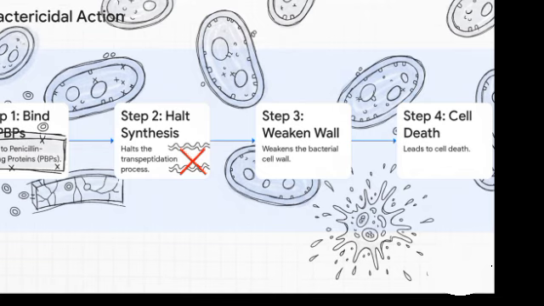Cephalosporins are bactericidal. They don't just slow bacteria down, they actively kill them. What they do is they bind to these penicillin binding proteins, or PBPs, inside the bacterial cell wall. This action slams the brakes on a critical step called transpeptidation. Think of it like stopping a bricklayer from adding mortar between the bricks. Without it, the cell wall gets fatally weak and the bacterium just bursts from the pressure.